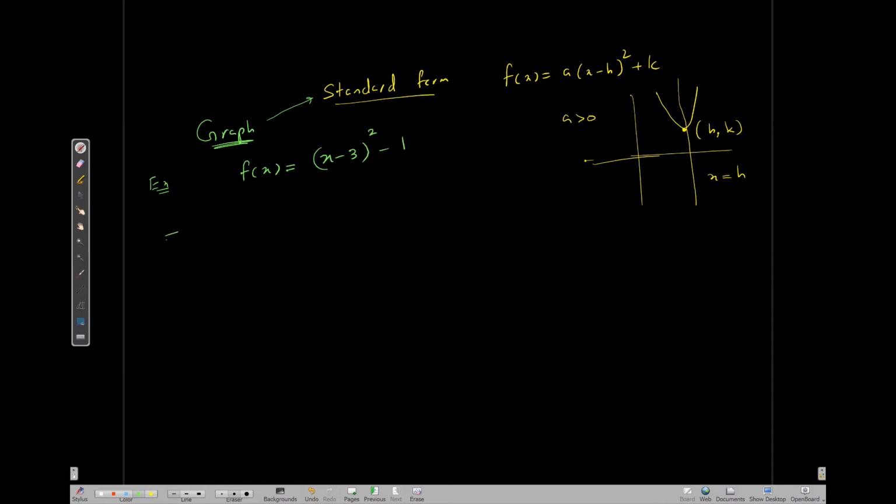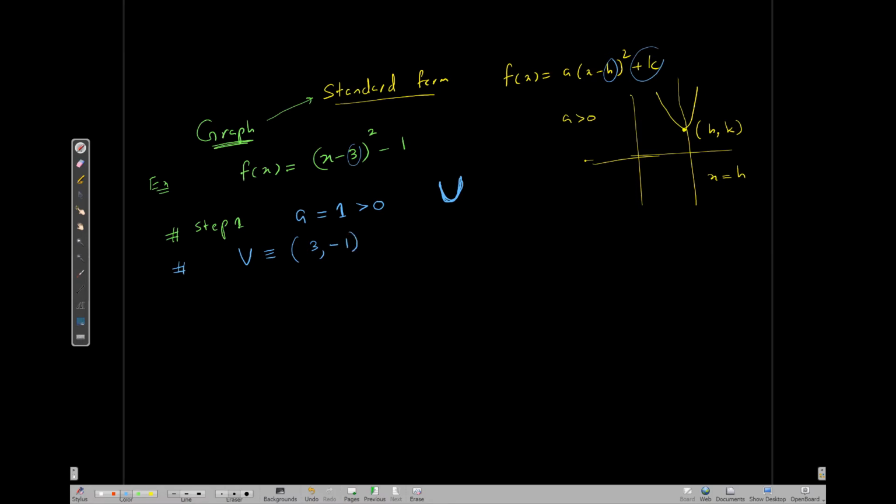So step one is to identify a. A is 1 in this case, which is positive, so it opens up. So we make a note, it opens up. And then step number 2 is the vertex. Vertex is (h, k). H is 3. See, h right here is 3, not negative 3. That's a place where people might make mistakes. And k, here we have minus 1, so k is actually negative 1.